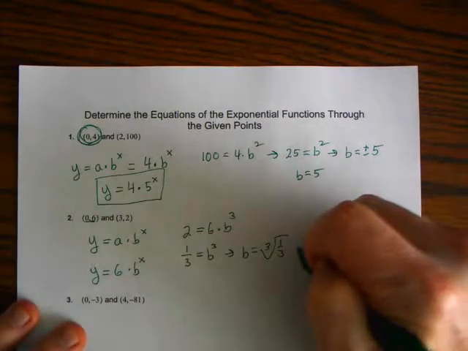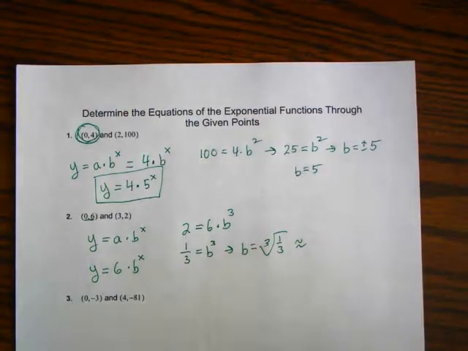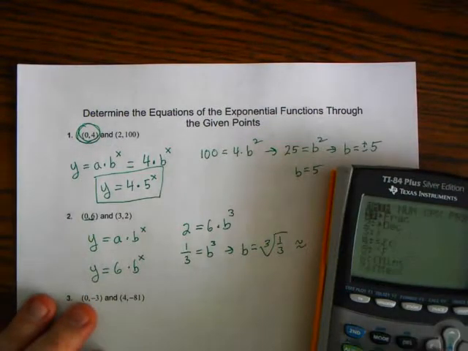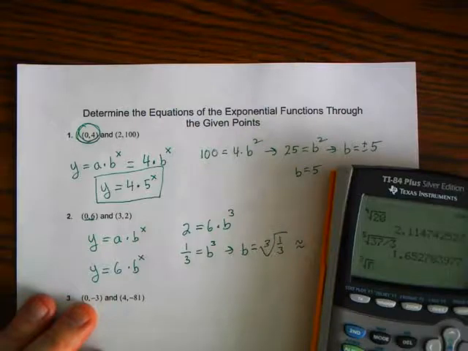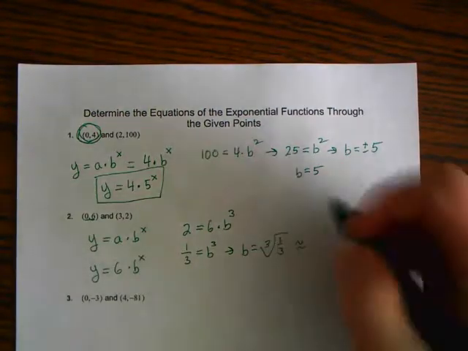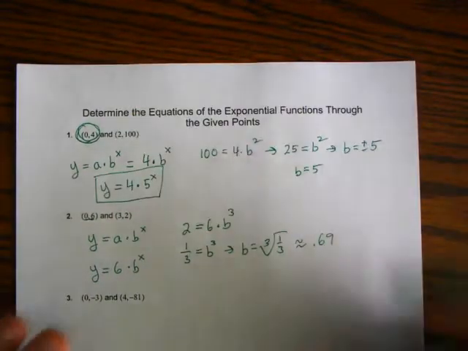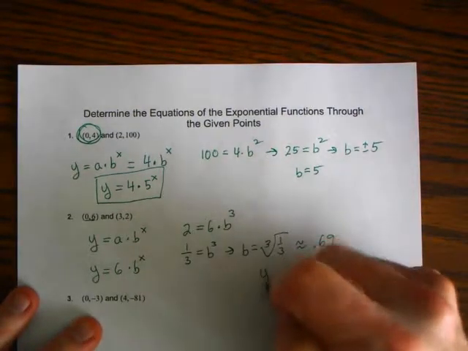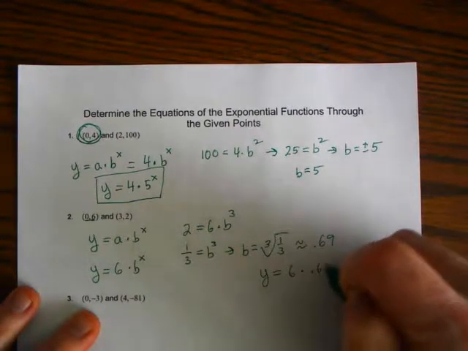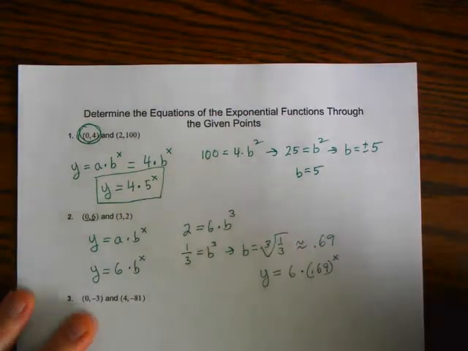And typically what we're going to do here is approximate. We're going to round it off to 2 decimal places. So let's see, cube root of 1/3, 0.69. So the answer to this one would be y equals 6 times 0.69 to the x.